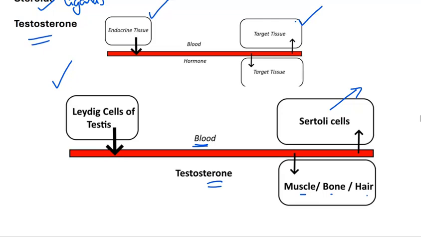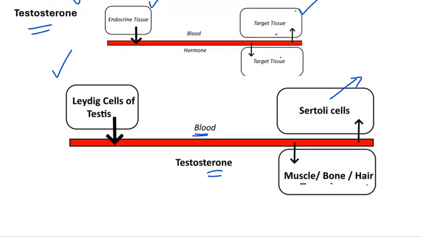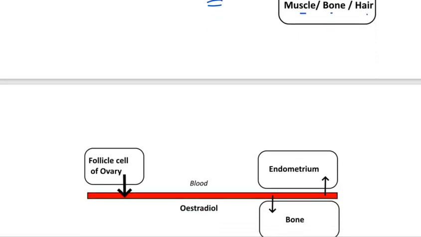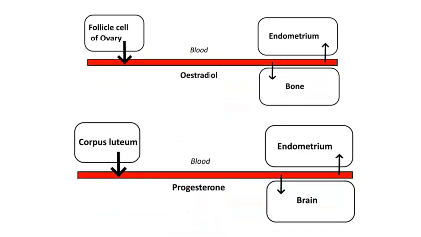At a more distant location, we have muscle, bone, and hair also under the influence of testosterone. And so once more, this demonstrates the way in which these distance hormones have multiple target tissues with multiple transductions, that is to say, with multiple responses from the target tissues. Let's take a look at the other two that we want to consider.